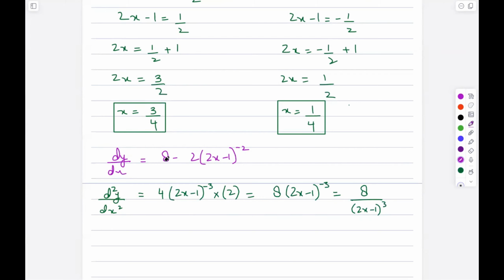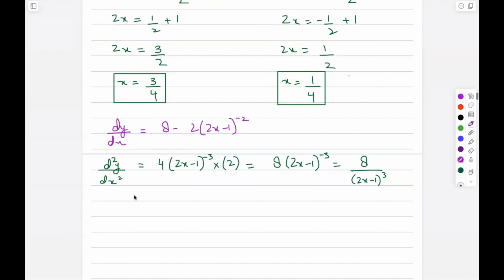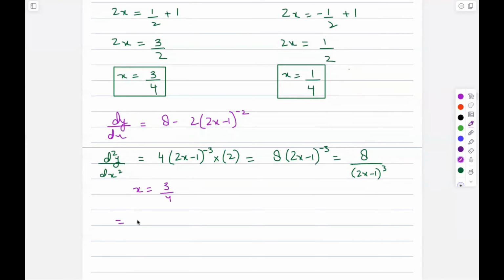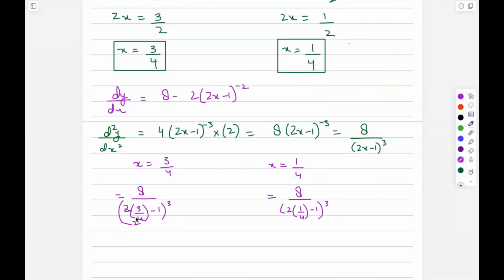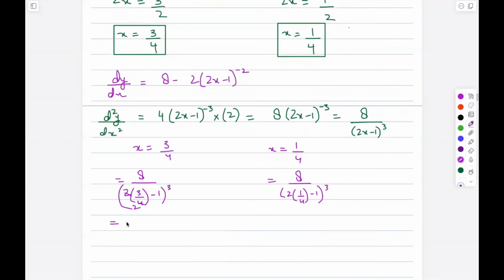Once we have the expression, we'll substitute x equals 3 upon 4 first. So when x is 3 upon 4, this will become 8 upon (2 × 3 upon 4 - 1) whole cube. And we'll substitute x equals 1 upon 4, so that this will become 8 upon (2 × 1 upon 4 - 1) whole cube. So this will cancel out. This will become 3 upon 2 minus 1 upon 2. So that will become 3 upon 2 minus 1 upon 2 is 1 upon 2 whole cube.